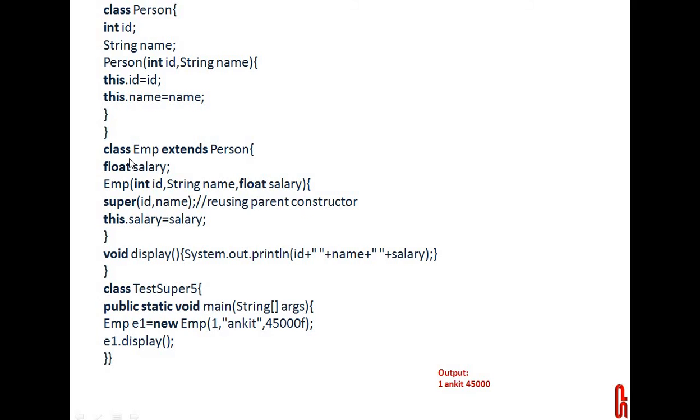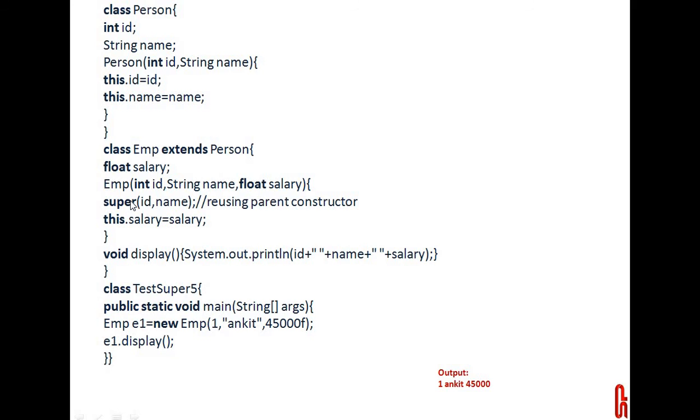In our subclass EMP, one instance variable is there, salary. The constructor EMP is having three arguments, int ID, string name. These two are similar to the person constructor arguments of class person, and one more argument is there, salary, that is a float value.